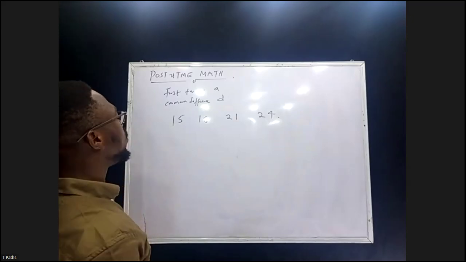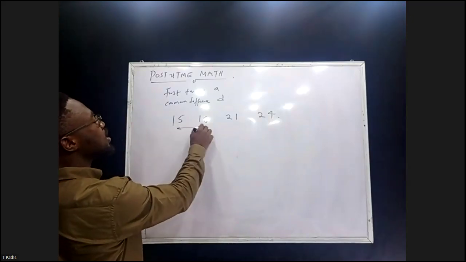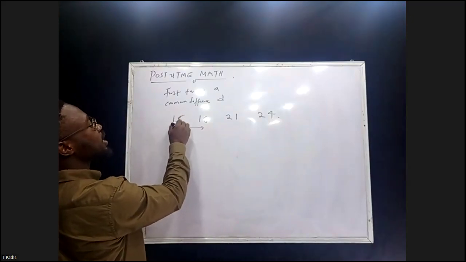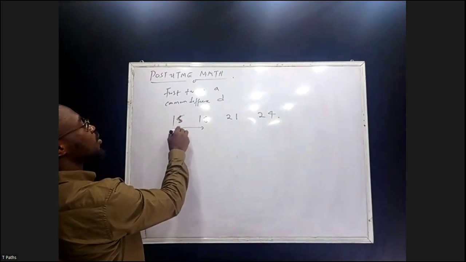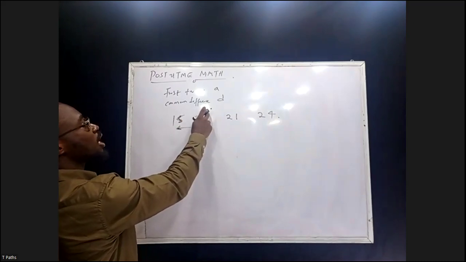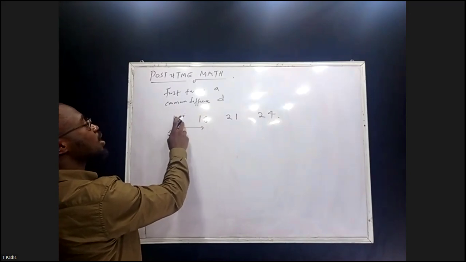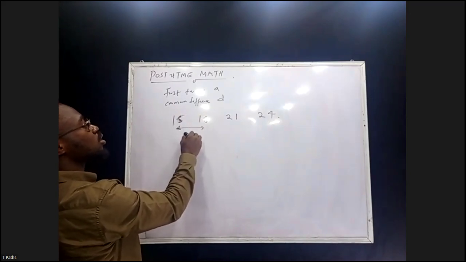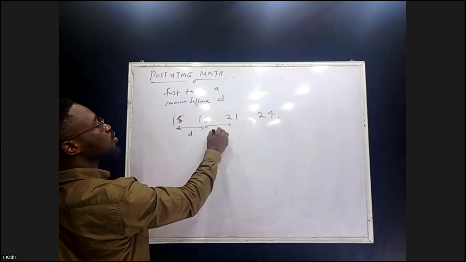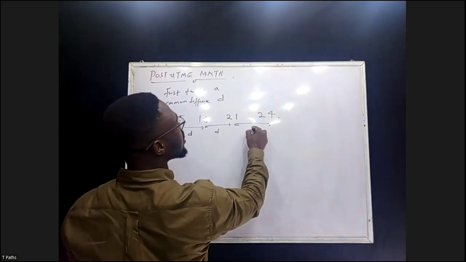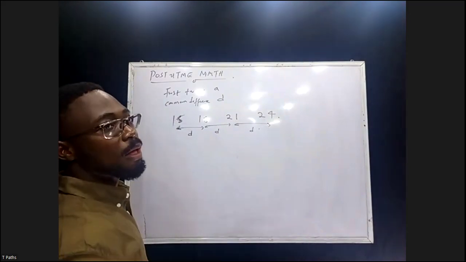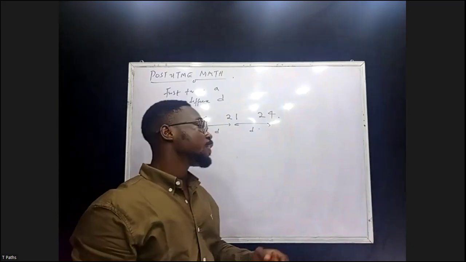And then the firstborn of your family is 24. So now what you see is that this 15 here is the first term, 18 is the second term. The difference between the first term and the second term is what we call the common difference, D. Are you with me? The common difference D.